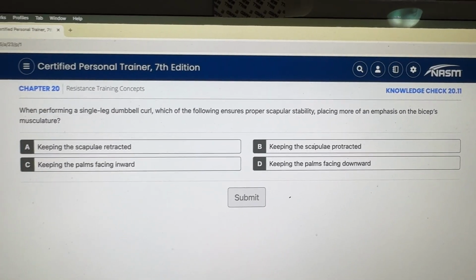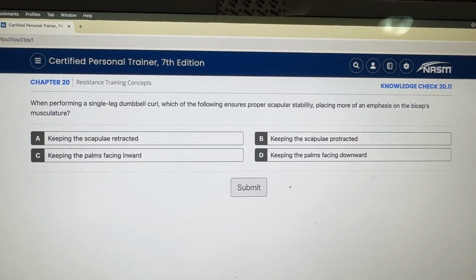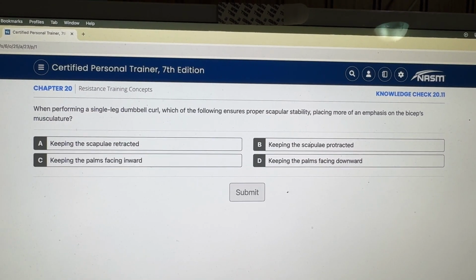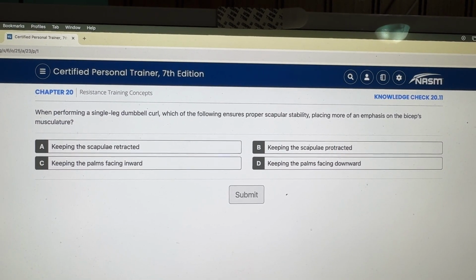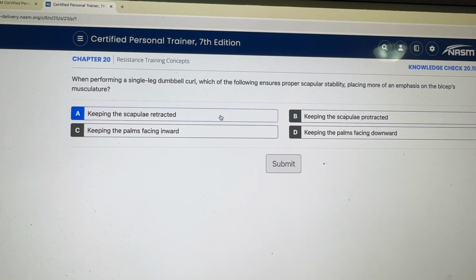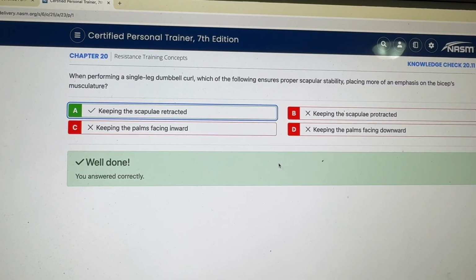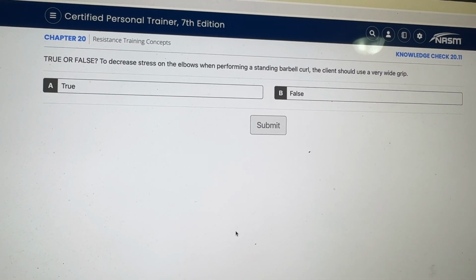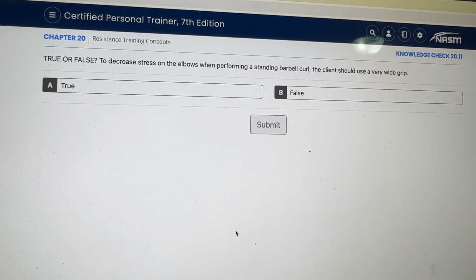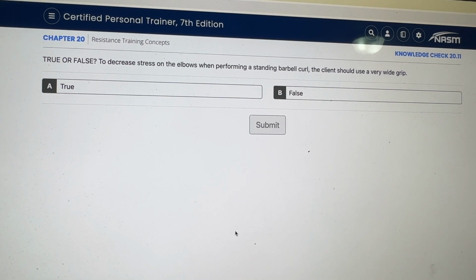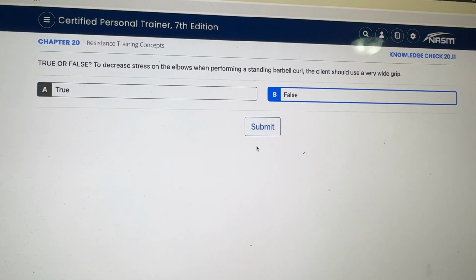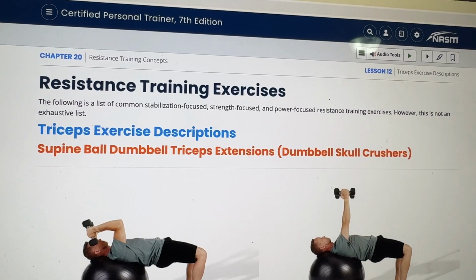When performing a single leg dumbbell curl, which of the following ensures proper scapular stability, placing more emphasis on the biceps musculature? I'm going to say keeping the scapula retracted. True or false? To decrease stress on the elbows when performing a standing barbell curl, the client should use a very wide grip. False.